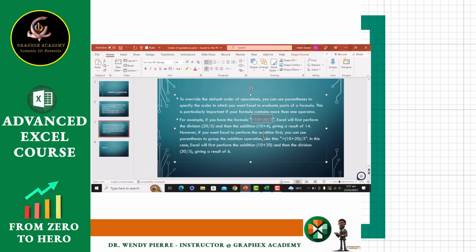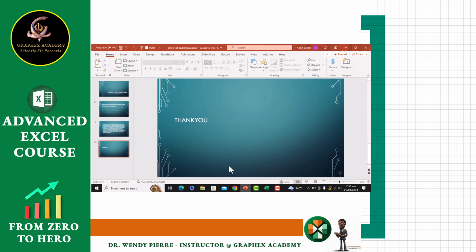So here we are doing the same operation. Excel will first perform the division, this operation, and then the addition, giving the result 14. However, if you want Excel to perform the addition first, you use the parenthesis to group the addition operation. So this is the operation. So then it will give us the answer 6. So this is the order of operation that is similar to the order of operation that we use in mathematics.